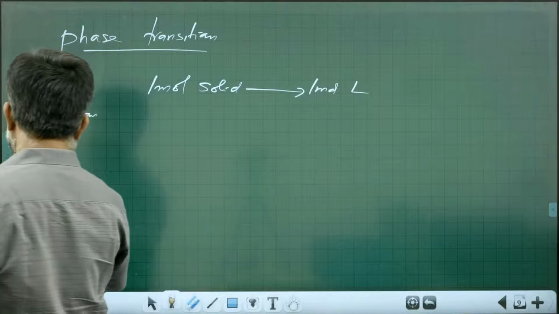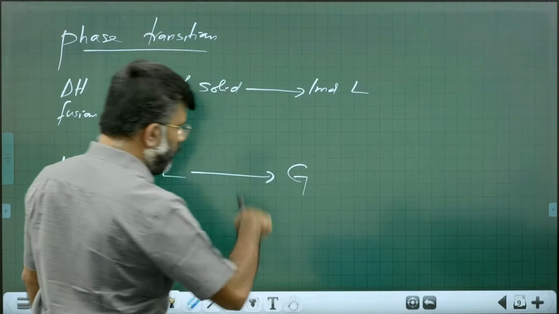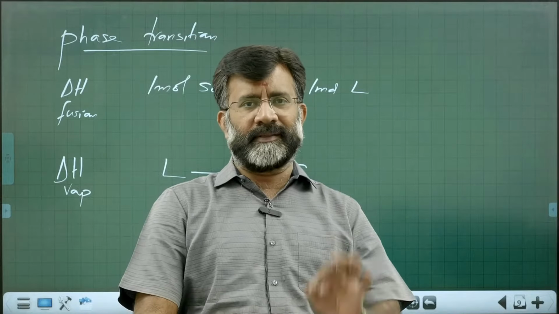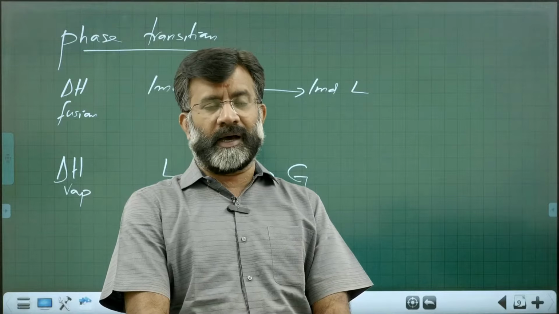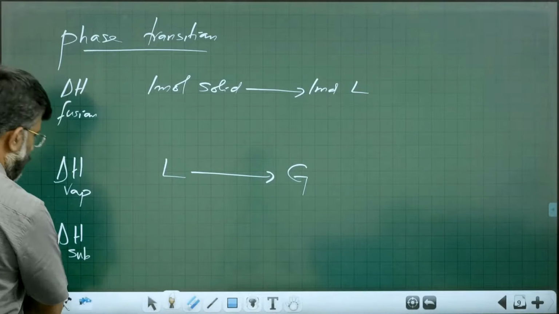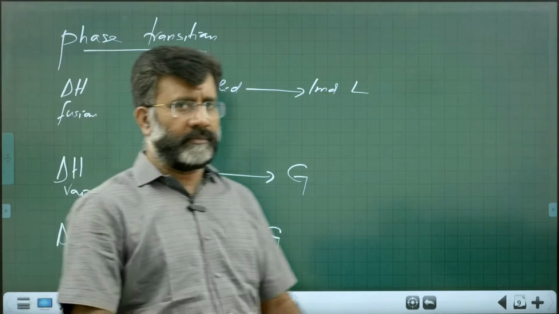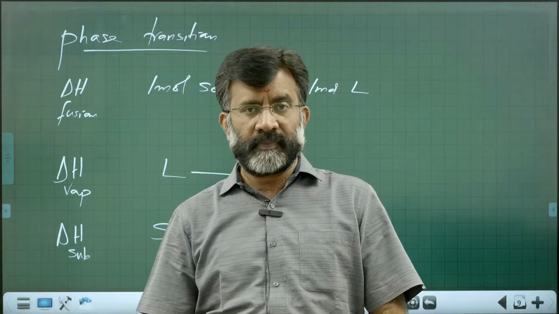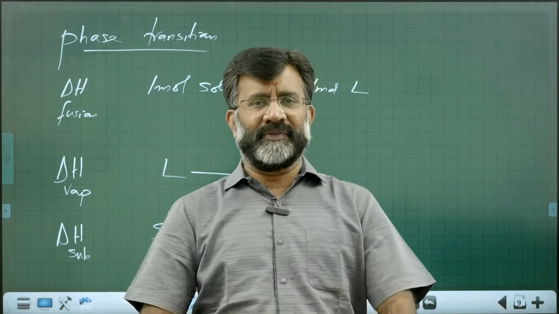What about enthalpy of vaporization? It is 1 mole of liquid converted to 1 mole of gas at its boiling point. So, solid converted to liquid at its melting point is enthalpy of fusion, and liquid converted to gas at its boiling point is enthalpy of vaporization. While enthalpy of sublimation, hope you know, is a solid directly converted to gas at a temperature below the melting point. So these are the various enthalpies of phase transitions: fusion, vaporization, sublimation.